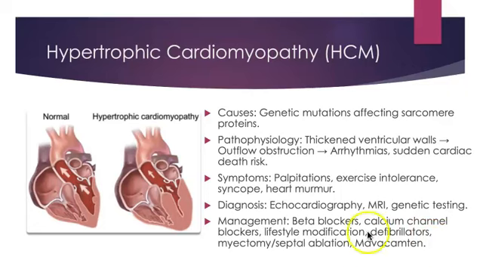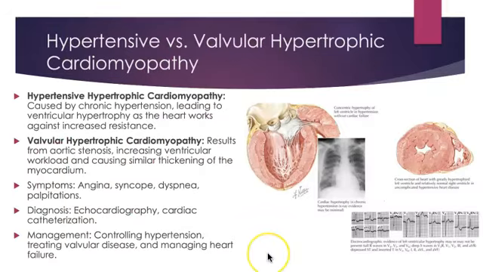And also, I forgot to mention that we can give mavacamten, which is a medication that treats symptomatic obstructive hypertrophic cardiomyopathy in adults. So this is going to help inhibit cardiac myosin, which can improve cardiac function. And I wanted to move into a little bit more specifics in hypertensive versus valvular hypertrophic cardiomyopathy.